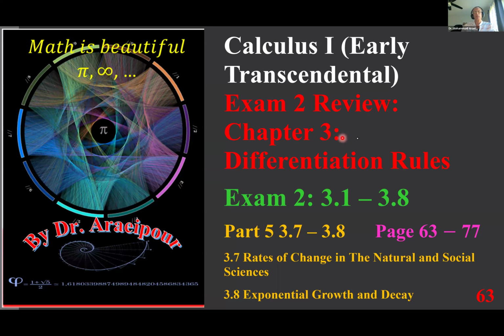Good morning, class. We are looking at the exam 2 review, chapter 3, differentiation rules from section 3.1 to 3.8. Here's the last part, 3.7, rates of change in the natural and social sciences, 3.8, exponential growth and decay.